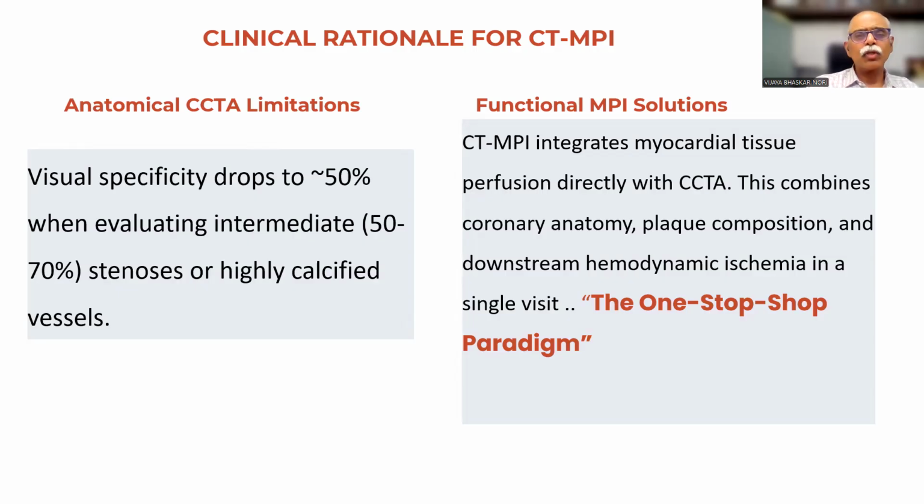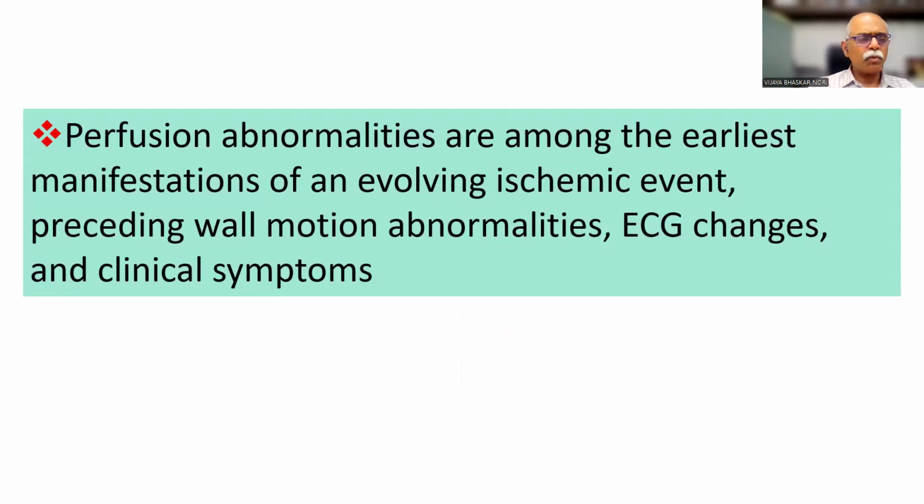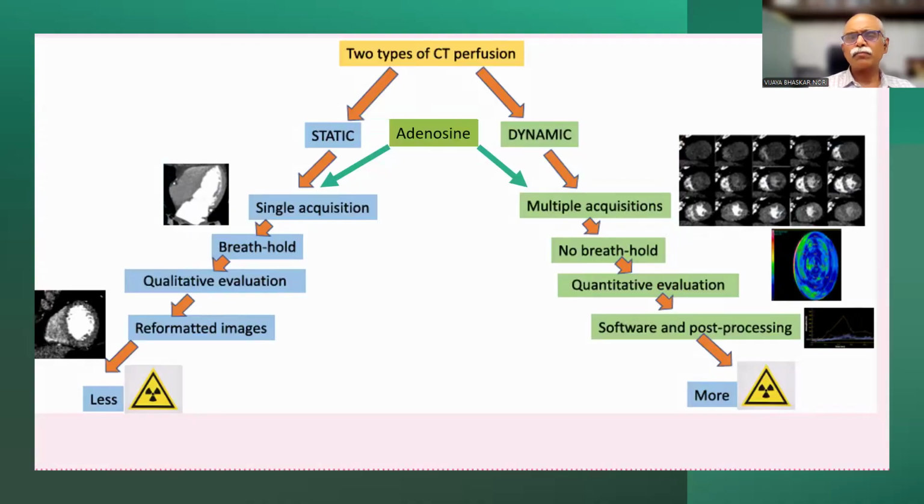tissue level, so that in situations like 50-70% stenosis or heavily calcified vessels, you can tell whether this stenosis is hemodynamically significant or not significant. That means whether it needs a stent or not, or a bypass or not. So that is the importance of myocardial perfusion. Now, the perfusion abnormalities are among the earliest manifestations of an evolving ischemic event, and they precede the wall motion abnormalities, ECG changes, and clinical symptoms.